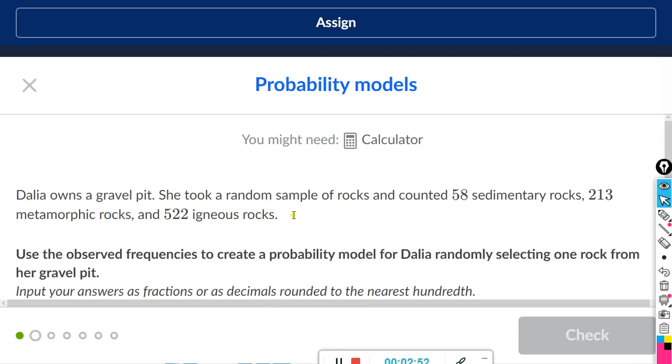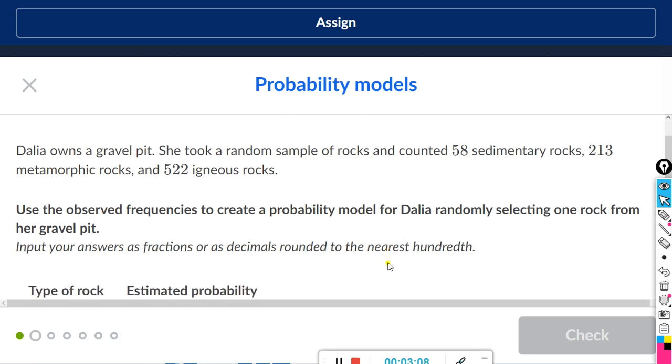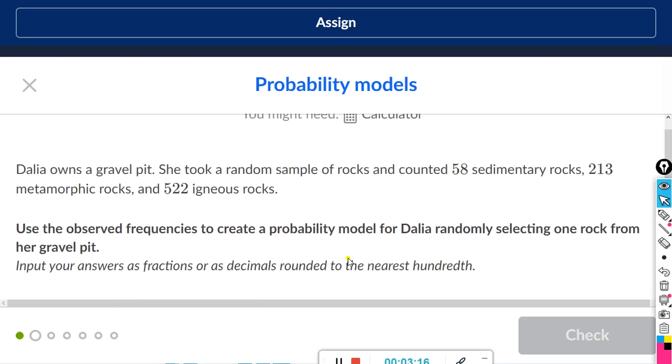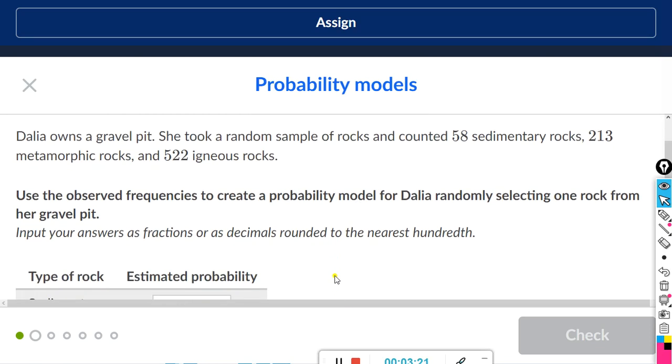Delia owns a gravel pit. She took a random sample of rocks and counted 58 sedimentary, 213 metamorphic, and 522 igneous rocks. Use the observed frequencies to create a probability model. Input your answers as fractions or as decimals rounded to the nearest hundredth. In most, if not all cases, the fractions are going to be better. So you want to get the total, the total number of rocks.